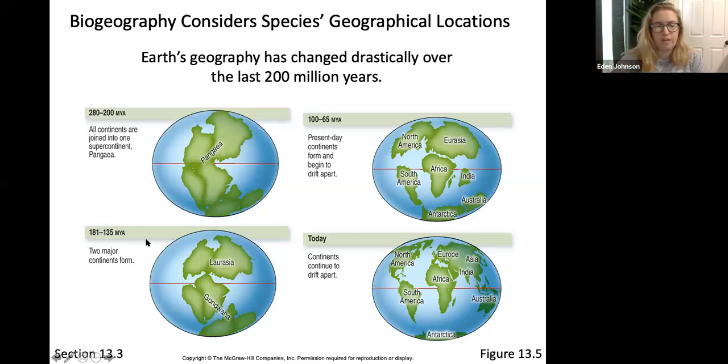After we had Pangaea, we have this shifting of these continents away from each other around 181 to 135 million years ago. You have this break and two major continents form. We've got Laurasia and Gondwana. Now, 65 to 100 million years ago, you have the present day continents. They're all separated, but they're not in their present day configuration. So they're going to continue drifting apart to what we have today. And now we're here.